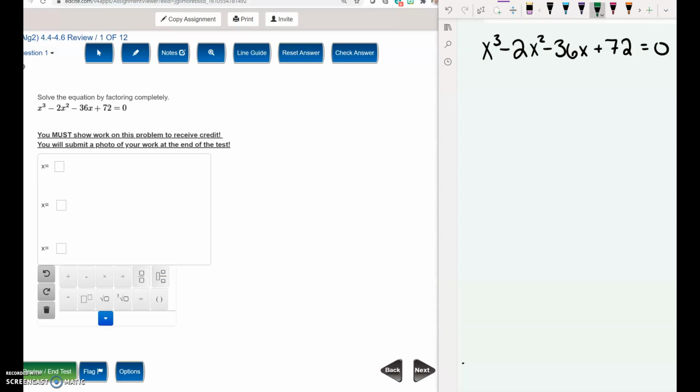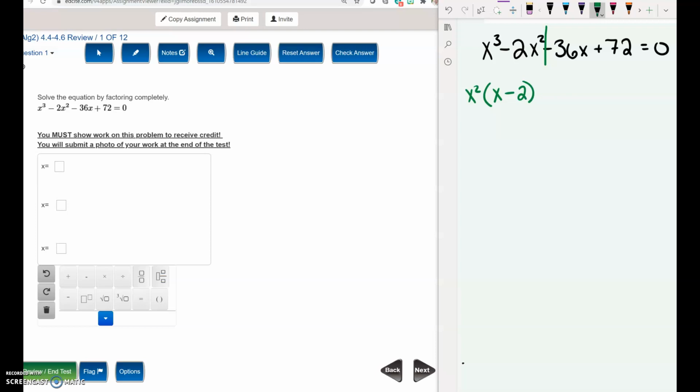When you're factoring with 4 terms, you're going to want to split after the second term. Assuming that the 4 terms don't have anything in common, and these 4 terms do not have anything in common. This first group, they have x squared in common. X cubed, take x squared out, you're left with x. Negative 2x squared, you take the x squared out, you're left with negative 2.